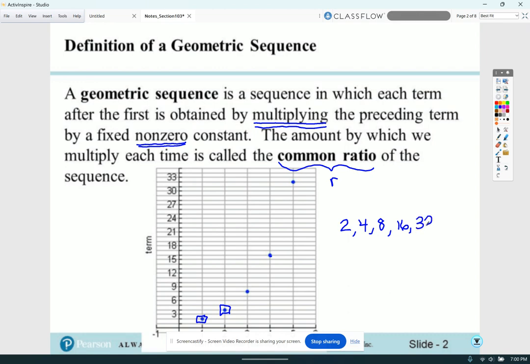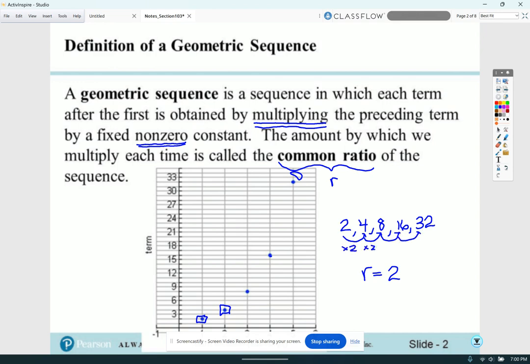This is an example of a finite geometric sequence because there's no arrow on the end here to indicate that it keeps going. So it only has those 5 terms. The common ratio here is 2 because that's what you're multiplying by each time to go from 2 to 4 to 8 to 16 to 32.